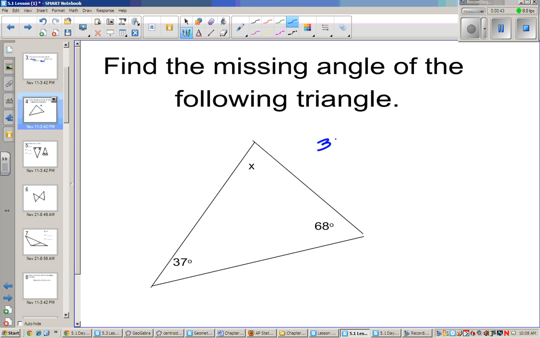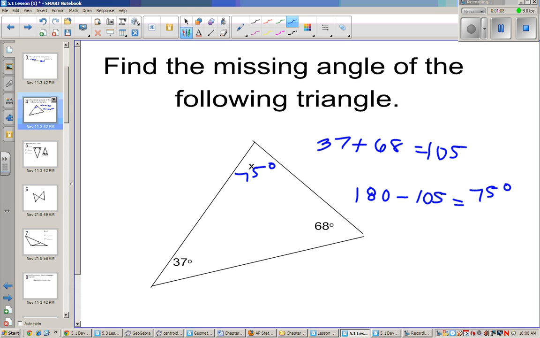37 plus 68, which gives us 105 degrees. And so two of the angles add to 105. To find the third one, the total of the triangle has to be 180. Subtract the other two angles, which will leave us with 75 degrees for x. So we get 75.